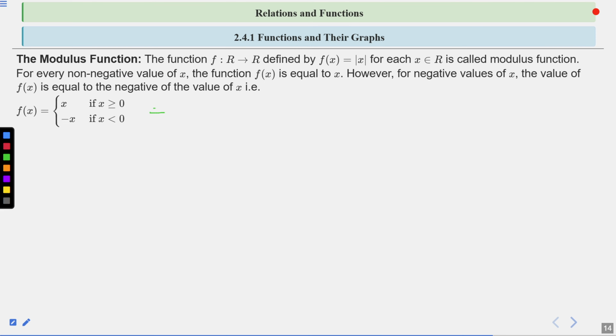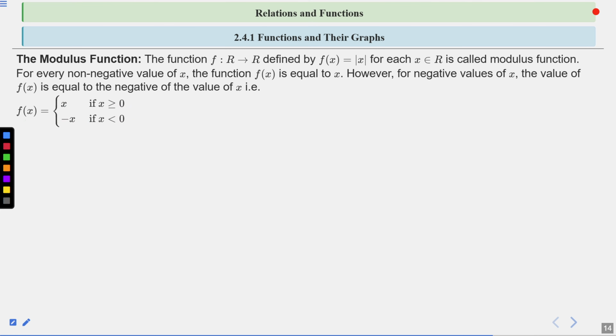So in mathematical form, it will look like this. If the input is x and x is non-negative, meaning it could be 0 or greater than 0, then the output will be the same as the input. But if your input is negative, any negative real number, so x is less than 0, meaning any negative real number, then the output will be minus of that negative number. Clear? If you observe some examples, it will be all clear.